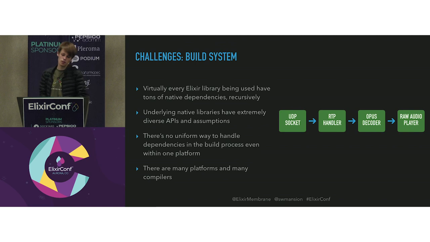This is still not the end, because even before we actually manage to compile our system, we have some difficulties. For example, we are using Elixir, yes? So let's assume these four components are Elixir libraries. They will for sure have a lot of native dependencies, because you rarely encounter an Opus decoder written in Elixir, yes? And what is the problem with these dependencies?